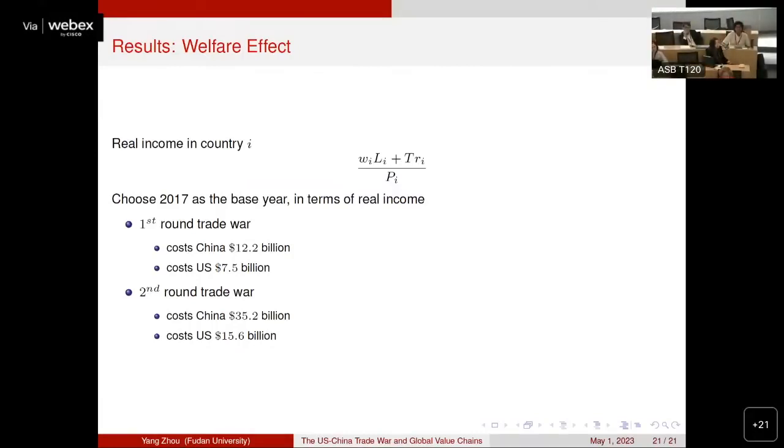The global level is negative. I also have the rest of the world, so we sum it up. At the global level, the entire global economy loses from the trade war. Some countries benefit from it. For example, Vietnam, as a substitute country for China, benefits from it. But at the global level, it's a welfare loss.